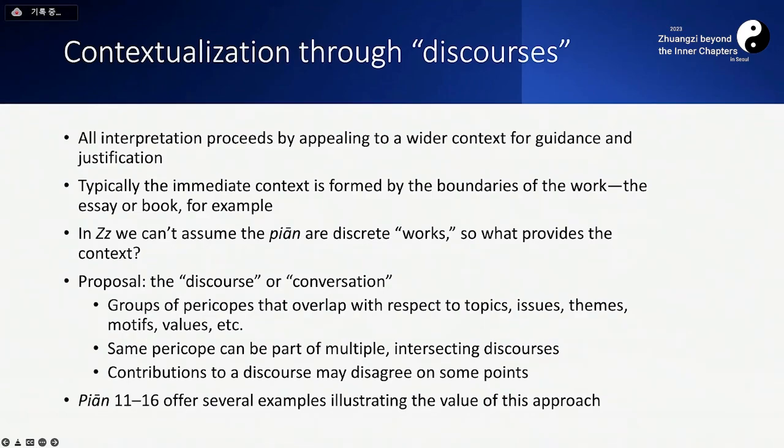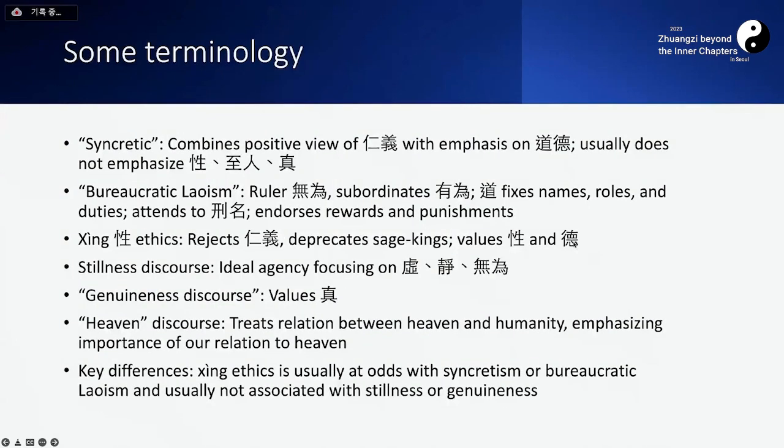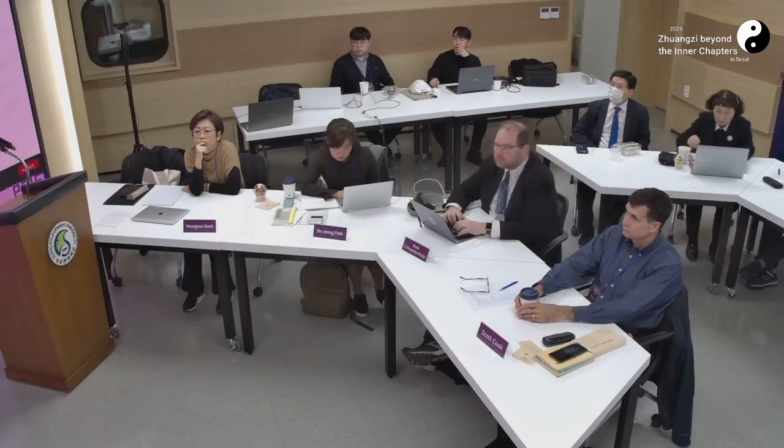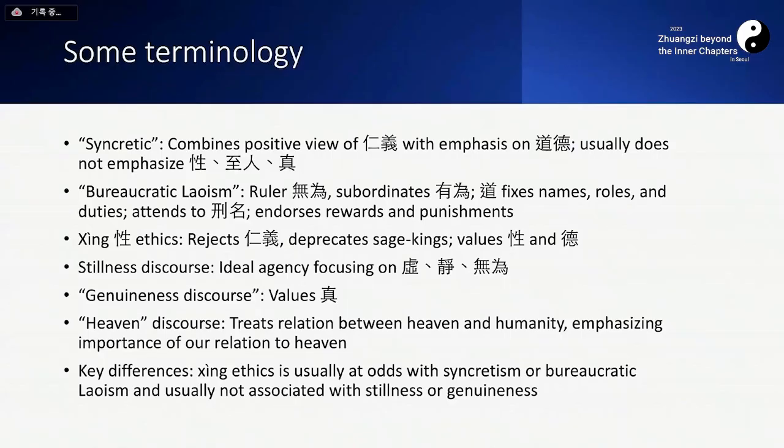Okay. So I want to suggest that Piān 11 through 16 offer a number of examples of the value of this alternative approach, which allows us to better understand the range of material in these Piān and how it relates to other parts of the Zhuāngzǐ. Before giving some evidence for that claim, let me introduce a bit of terminology for some of the prominent doctrinal orientations or themes that I think help us to identify discourses or conversations in these pericopes in the Piān 12 through 14 or 12 through 16.